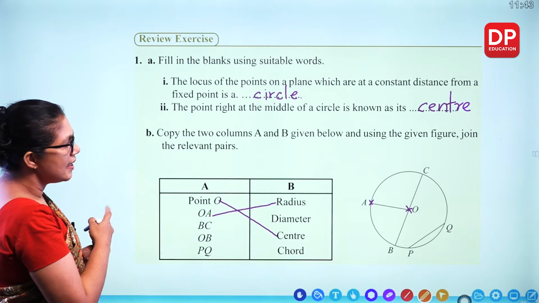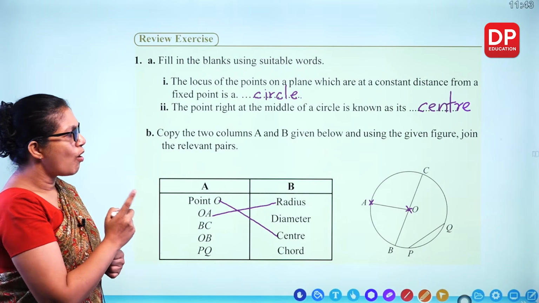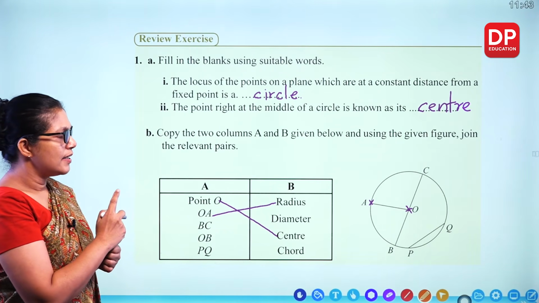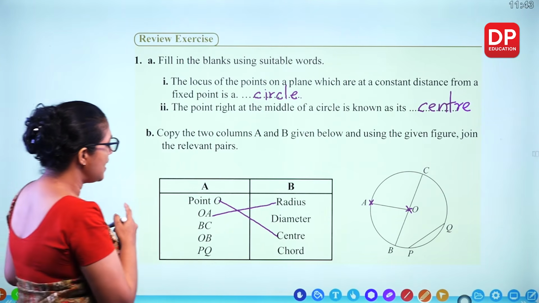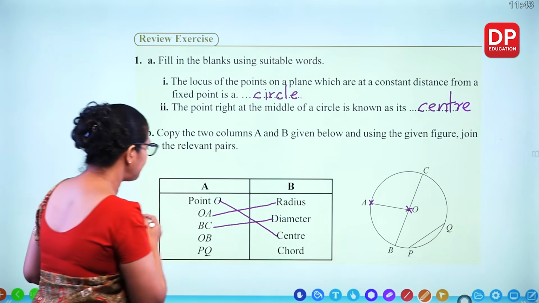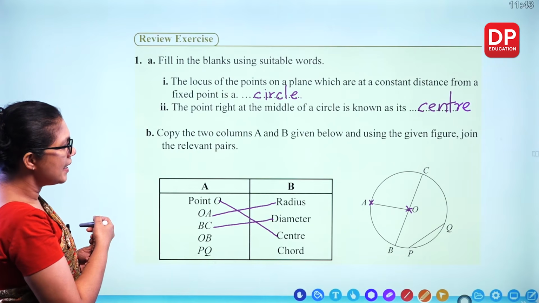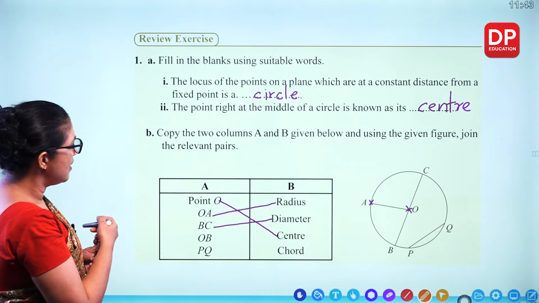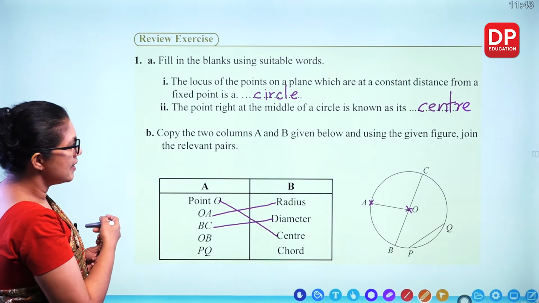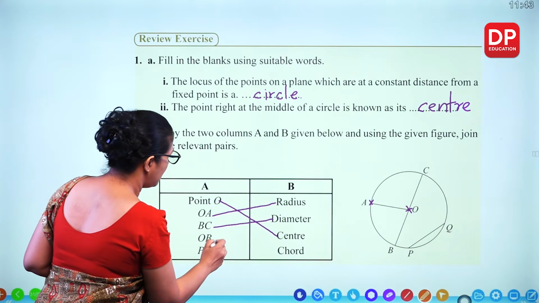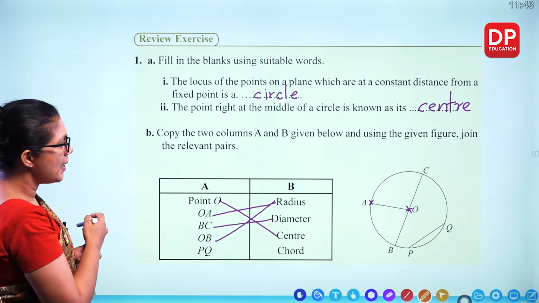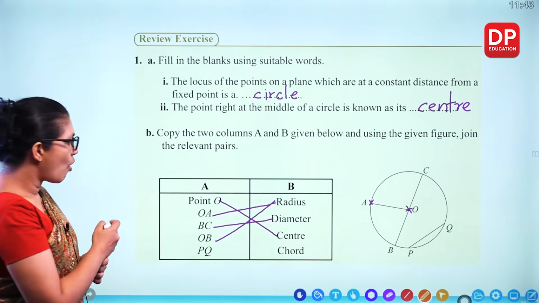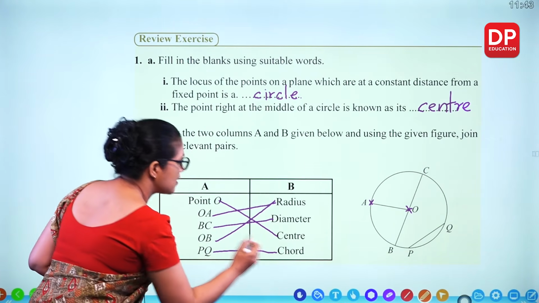BC, the chord, the largest chord passing through the center. That's BC, that's diameter. OB is the radius. So you can connect this. PQ is just a chord. So this is a chord.